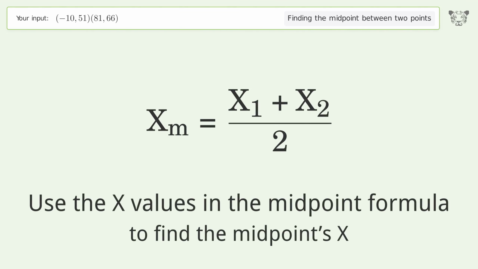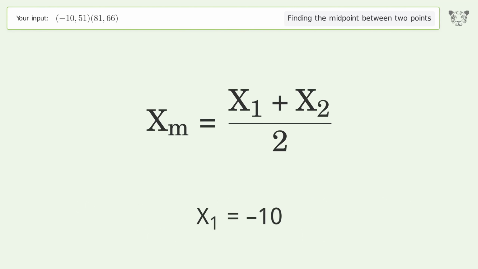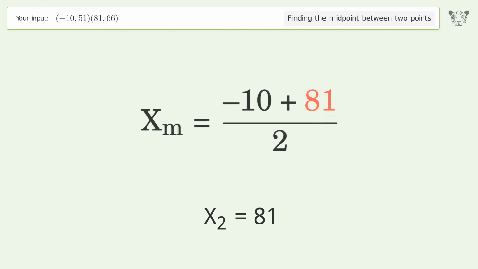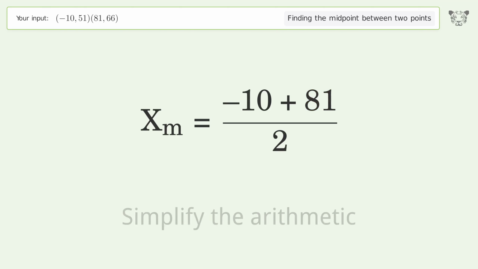Use the x values in the midpoint formula to find the midpoint's x. x1 equals -10. x2 equals 81. Simplify the arithmetic.